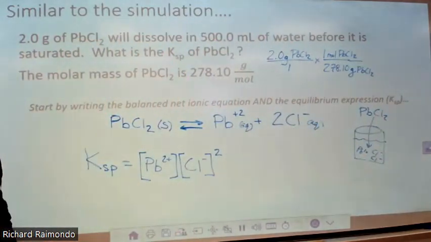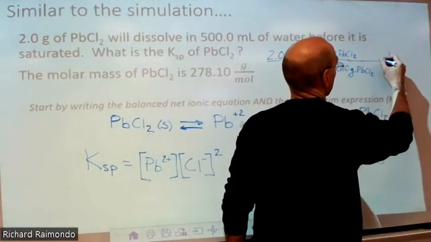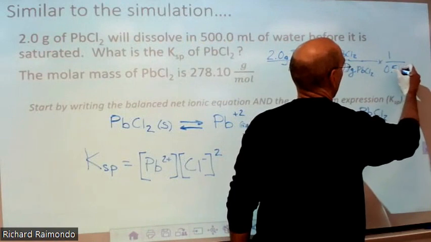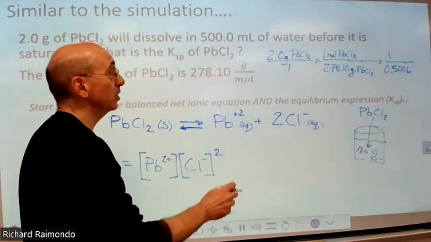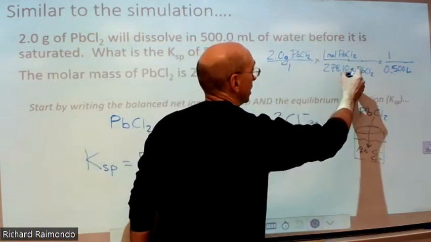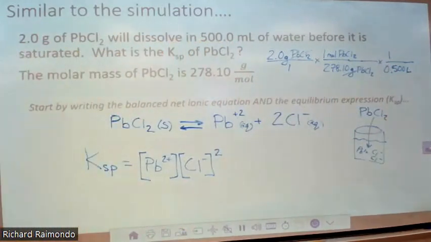And I want moles over liters. So what can I do to get moles over liters? I'm going to divide that by 0.500 liters. And when you do the units, again, units are key. The grams are gone, and I'm going to be left with moles over liters. All right. So what's the molar solubility of lead 2 chloride?